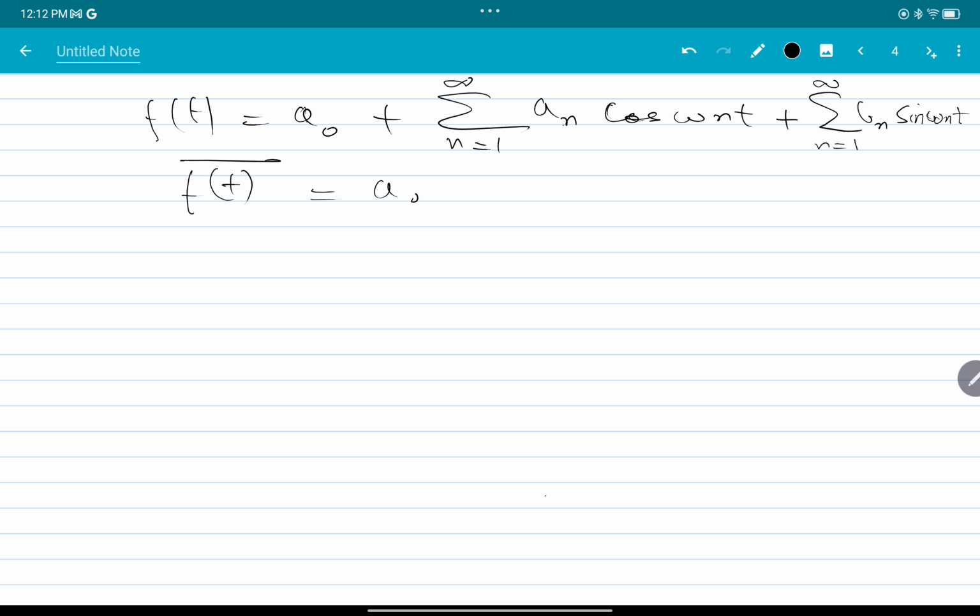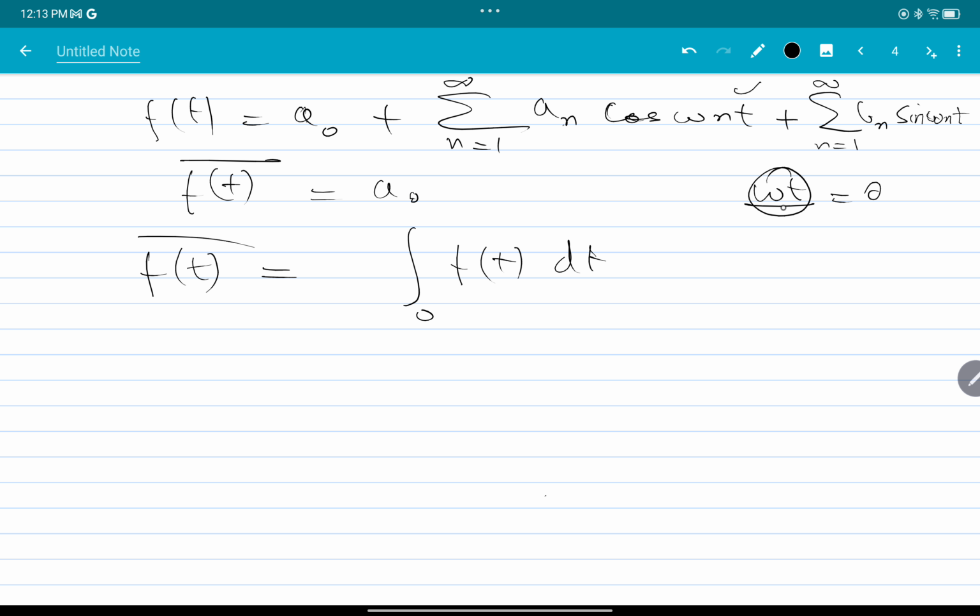How? Let me find the average value of f(t). So the average value of f(t) is equal to the integral of f(t) dt from 0 to 2. Now the question is, what is the period of this? Since we are talking in terms of time, not angle, we can take omega t as a whole and then talk about theta. That is also an option, or you can take t. It's one and the same thing, and it is up to you which way you like. In both cases, you will find the same value.